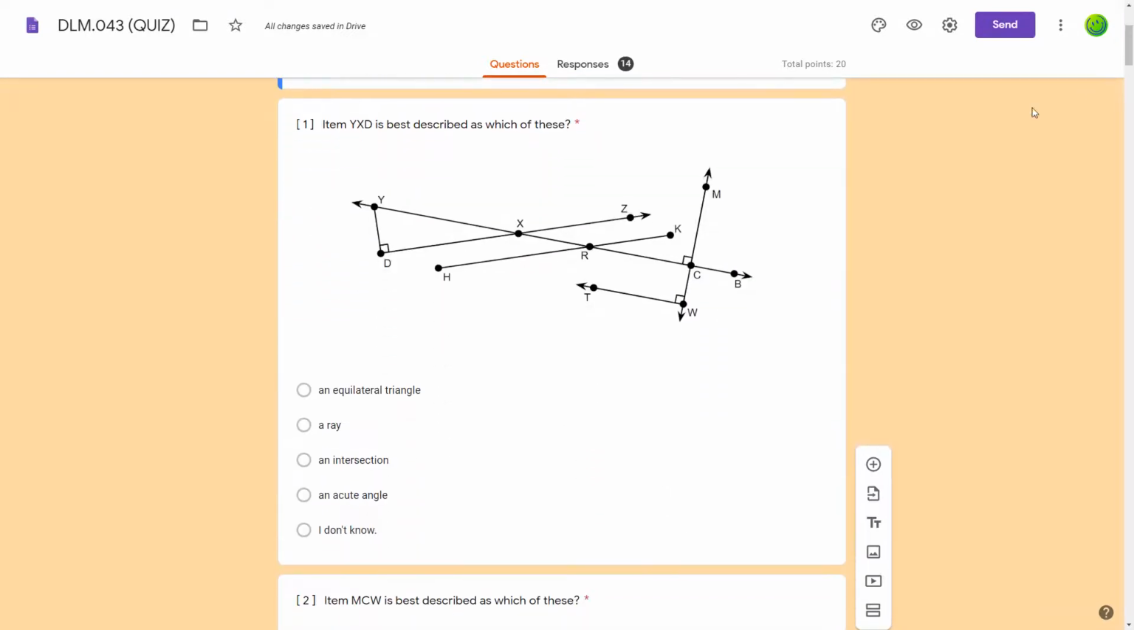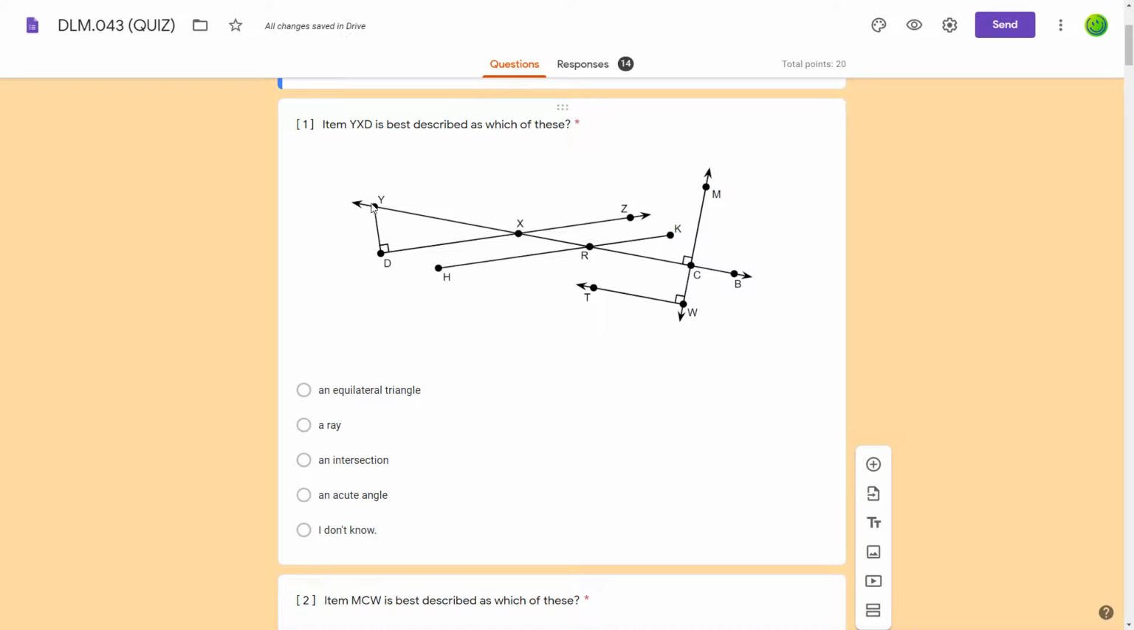So, first thing I want you to notice is whenever you have three letters together, that will always be an angle, because the first letter is the first point. The second letter, the one in the middle, will always be the vertex, and the third one will always be the last point. Let's take a look at YXD.